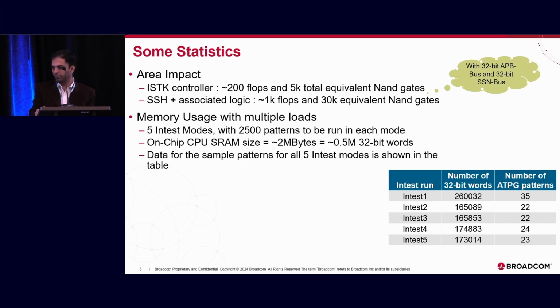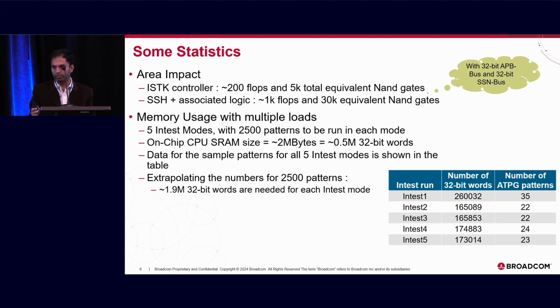Okay, so this is the data from the sample patterns. We generated the IS-EDT patterns for all 5 in-test modes for a sample set of patterns. For around 35 patterns, we needed 260K 32-bit words. Now, if I extrapolate it for 2,500 patterns, I need around 2 million 32-bit words to cover 2,500 patterns for each in-test mode. Now, that has to be multiplied by 5. So I need 4 loads for one in-test mode. Okay?